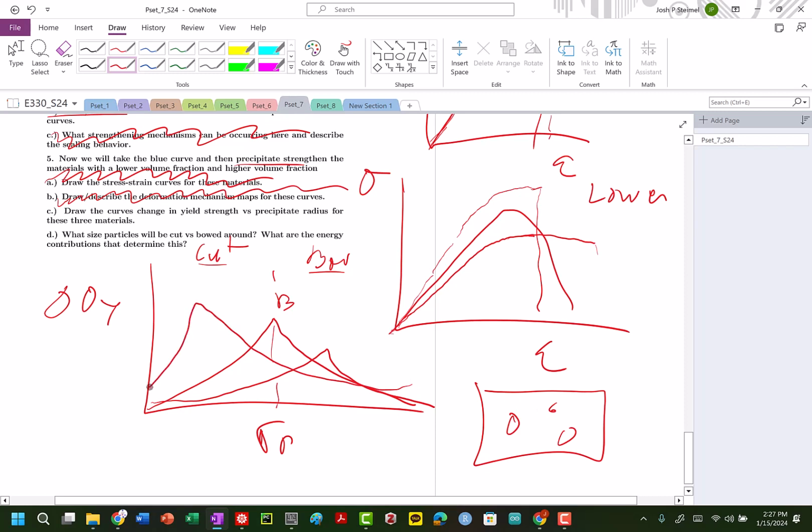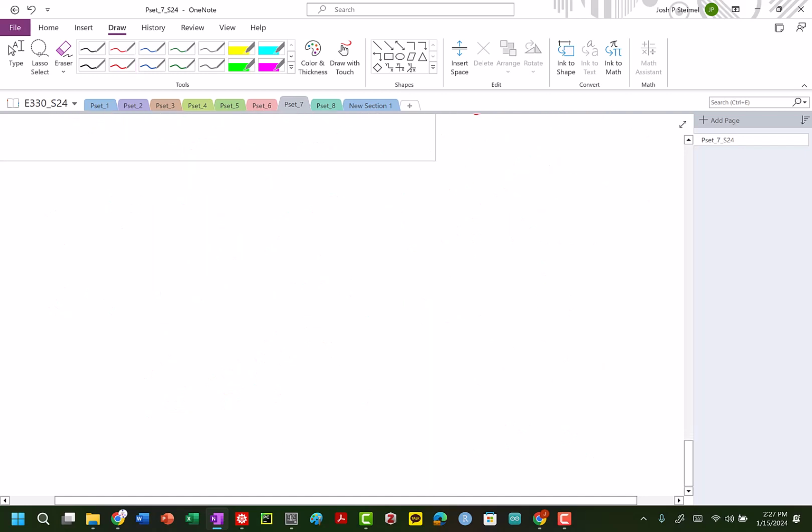If we have larger amounts of precipitates, we're going to have a higher yield strength, and we're not going to be able to cut as much because there are so many of these particles in here. So it's going to shift the curve inherently to the left if we increase the volume fraction. What size particle will we cut versus bow? We just talked about that. So again, surface area and then curvature, we went over our principal radii here. That's it.